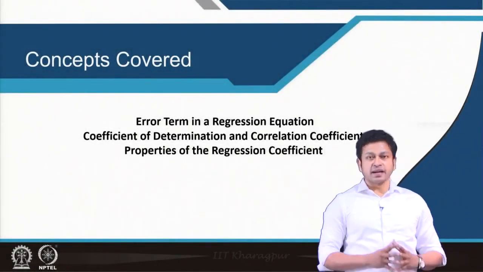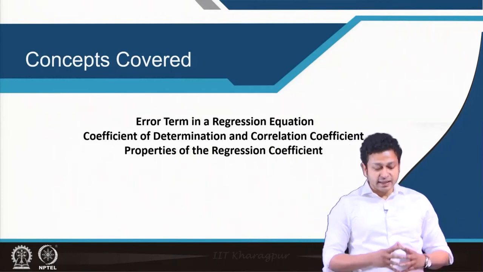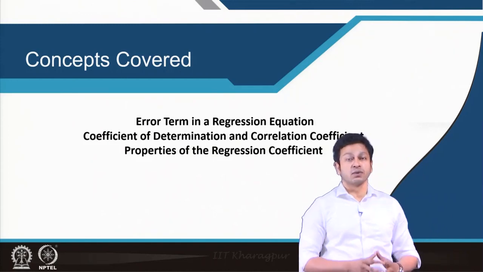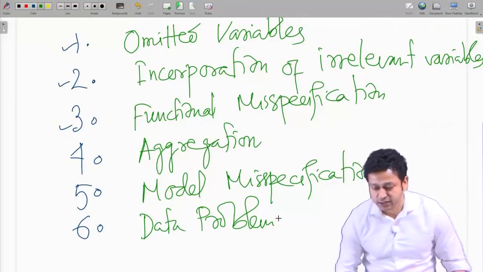Welcome back to the lecture on applied econometrics. We are in module 2, econometric modeling, and in this lecture we are going to talk about the coefficient of determination and its relationship with the correlation coefficient. So, let us do some hands on here.